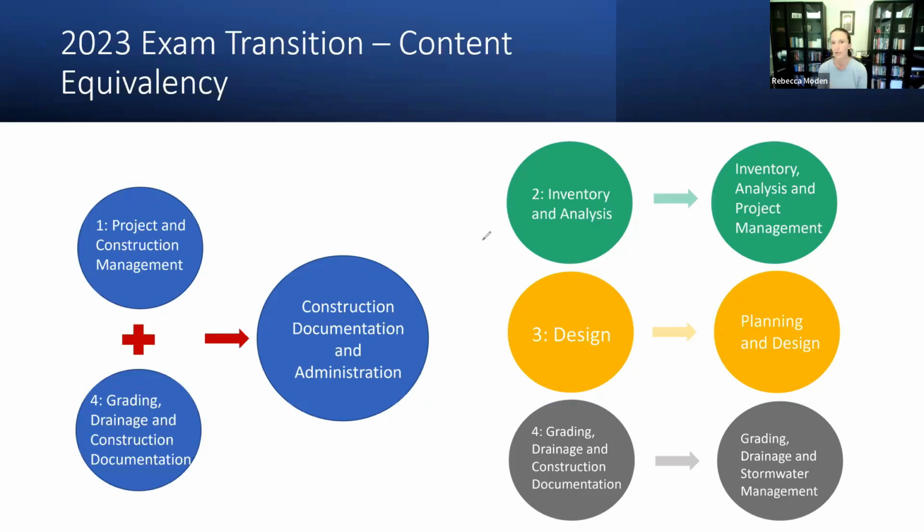If you have an extenuating circumstance, I would encourage you to call me. Just reach out to us and we can talk through your specific circumstance and figure out the best path for you. But our general advice is if you have not passed section 1 yet, do not take it in August. Just wait and take the new construction documentation and administration section.